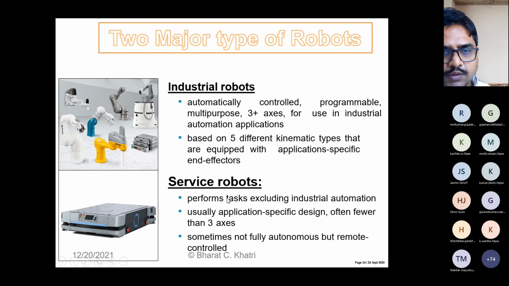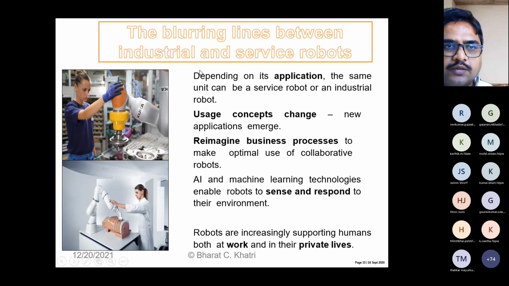Okay, let's move to the next. So these are the two major groups where we can classify robots: industrial robot or service robot. There are very blurring lines between industrial and service robots. They can be merged. Depending on its application, the same unit can be used as a service robot or an industrial robot. Users' concepts change and new applications emerge.